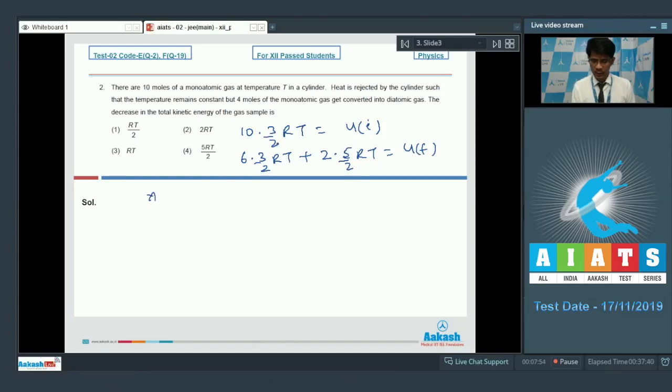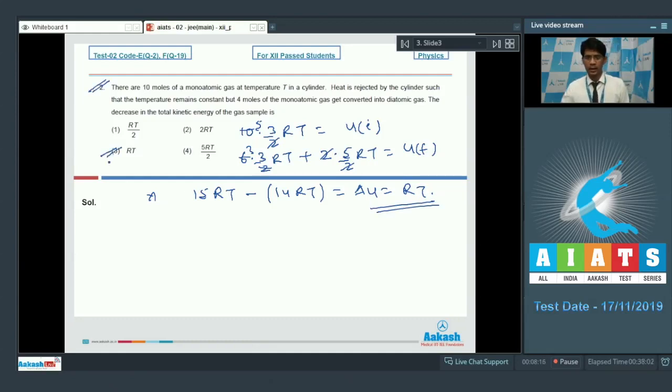Just see how exactly this works. This will be 15 RT initially, minus 3 into 3, 9, and here 5, so it will be 14 RT. So this is the final internal energy, and the change comes out to be RT. So for question number 2, option 3 is the correct answer.